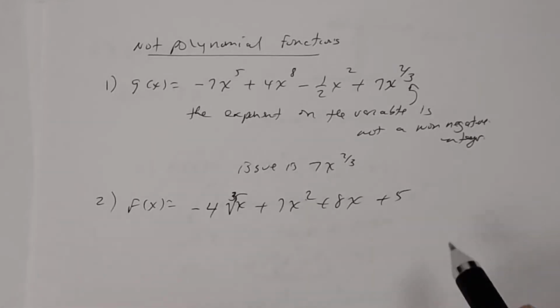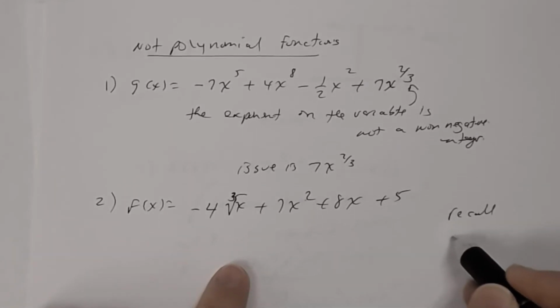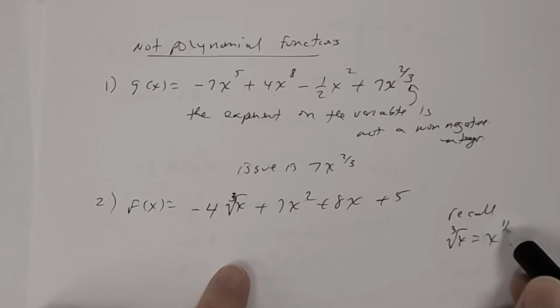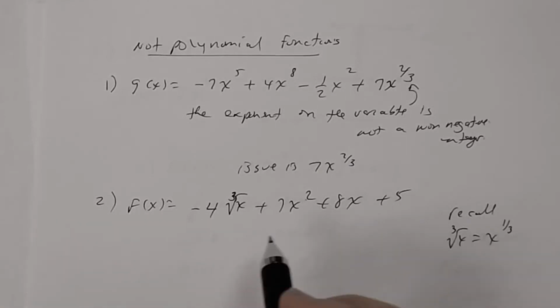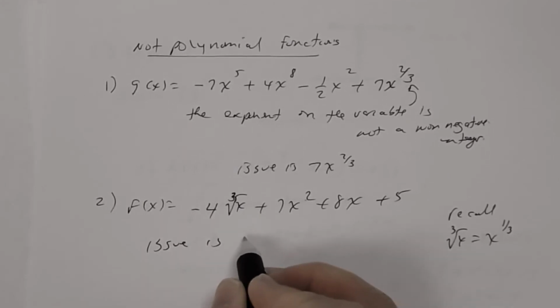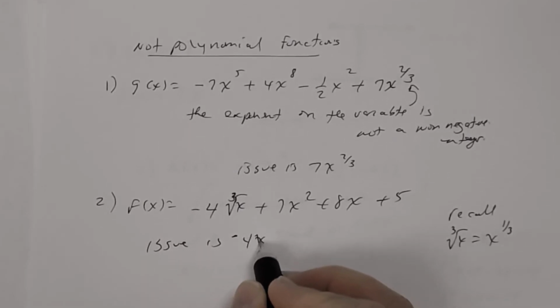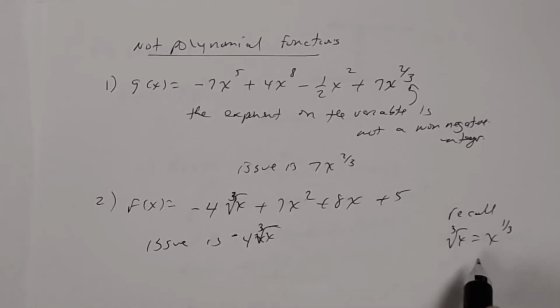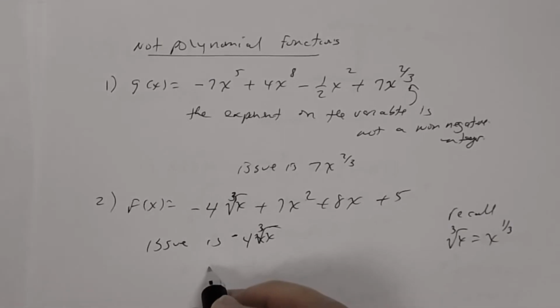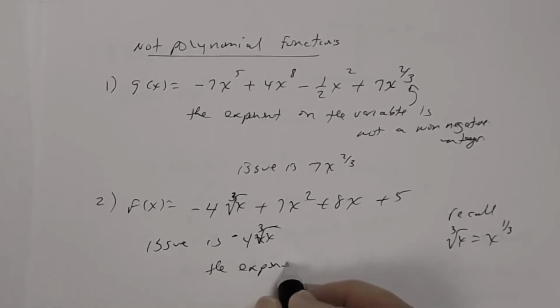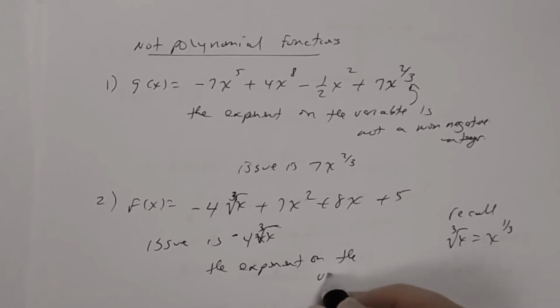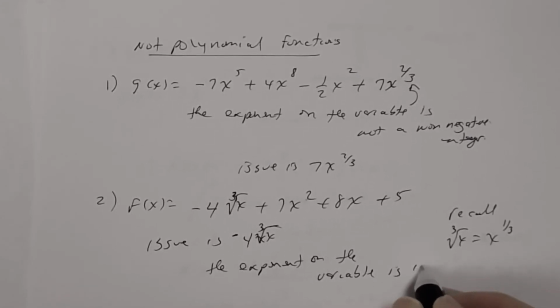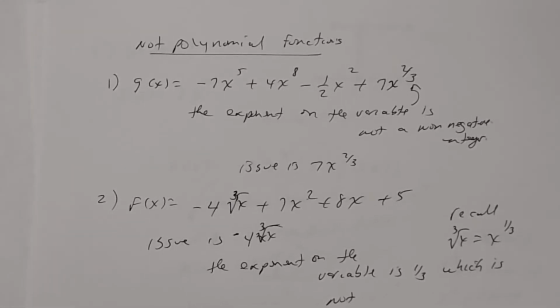It's this right here. You've got to remember, recall the cube root of x means x to the 1/3 power. So there's your issue. So the issue is the term negative 4 cube root of x. That's your issue. All right. So the issue is that the exponent of this term, the exponent on the variable, is 1/3, which is not a non-negative integer.